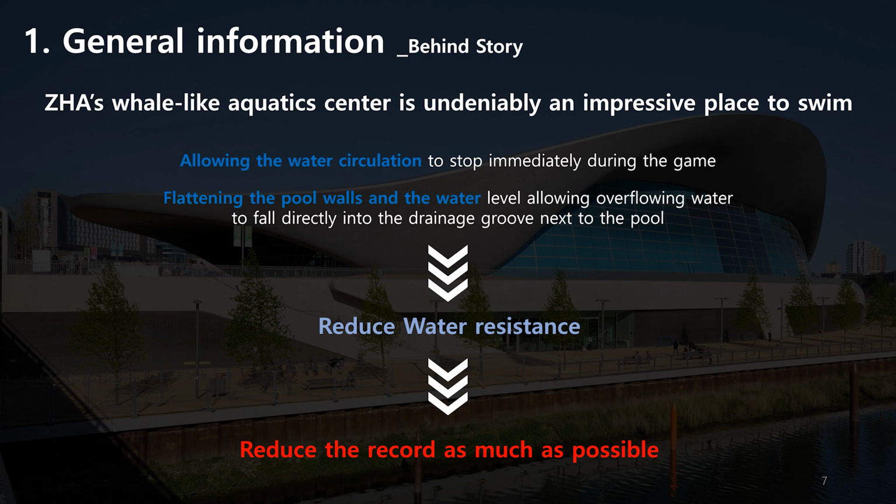This building is designed to improve the records of athletes as much as possible by allowing the water circulation to stop immediately during the game, and flattening the pool walls and the water level, allowing overflowing water to fall directly into the drainage channel next to the pool. This can effectively reduce water resistance and hence improve the record.